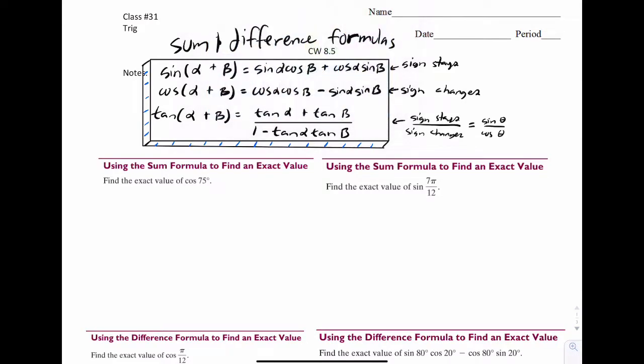And I'll send you guys a document on why this works in case you're wondering. But for those who don't really wonder, that's okay too. We're just going to practice using them.